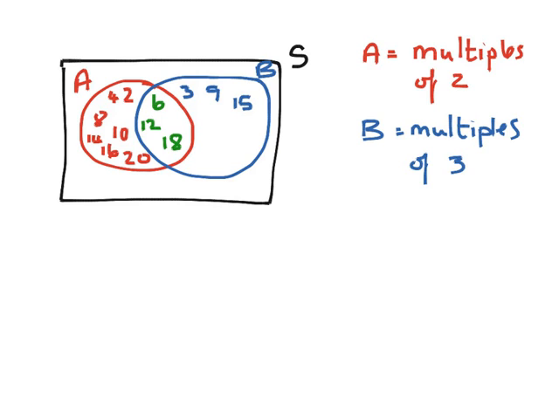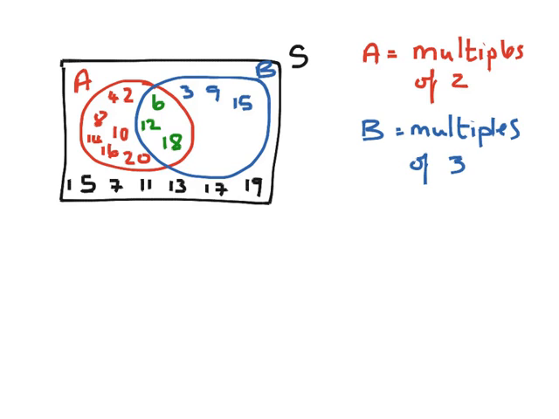So Chris, can you tell me what numbers are left over? 1, 5, 7, 11, 13, 17 and 19. Okay, very good. And that's our Venn diagram.